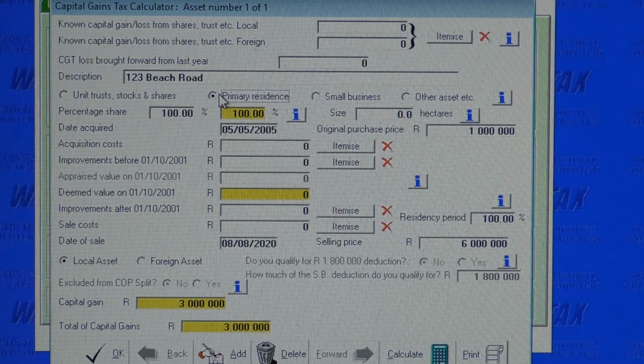Also, with this community of property primary residence, the exemption of 2 million applies to the profit on the property, and the remainder is split 50-50 between spouses who each qualify for a 40,000 rand annual exclusion. The primary residence exclusion is per property, however, and not per spouse married in community of property. This calculator will always use the taxpayer's marital status indicated on the personal details screen.